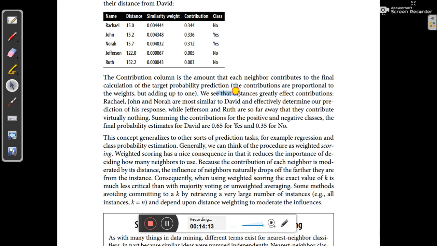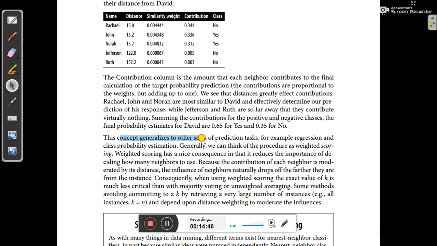We see that distance greatly affects contribution. Rachel, John and Noah are most similar to David and effectively determine our prediction of his response, while Jefferson and Ruth are so far away that they contribute virtually nothing. Summing up the contributions for the positive and negative classes, the final probability estimates for David are 0.65 yes and 0.35 for no, and that is why we will go for yes.